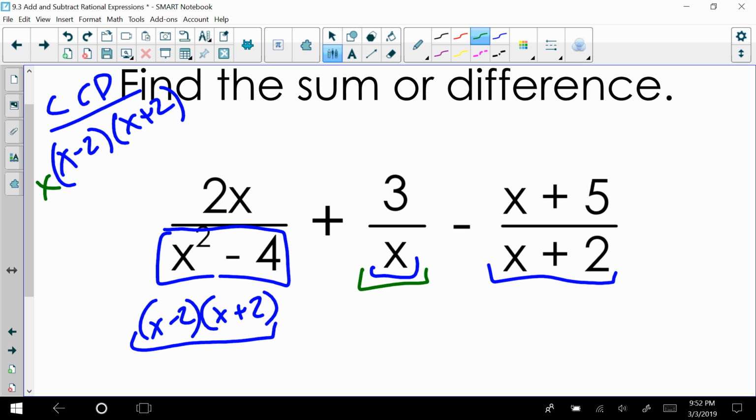Okay, now I go through. What is this first denominator missing? Well, it's missing an x. Well, if I do it to the bottom, I do it to the top. Next guy, what's this one missing? Well, it's missing x minus 2, x plus 2. What did I do to the bottom? I do to the top.